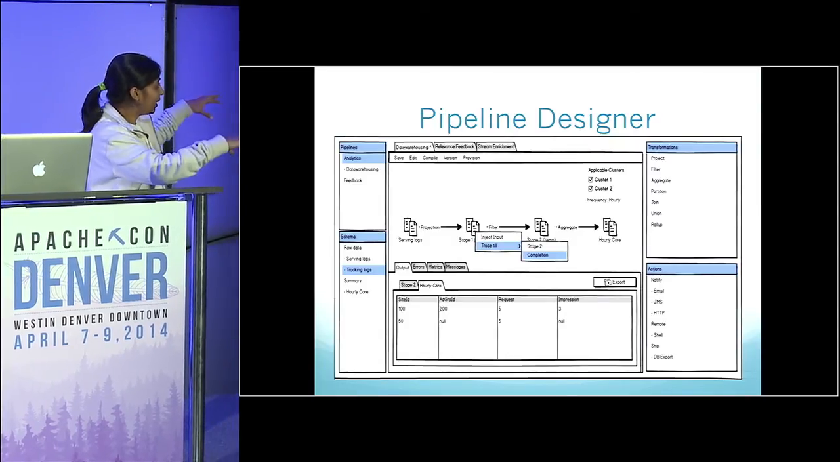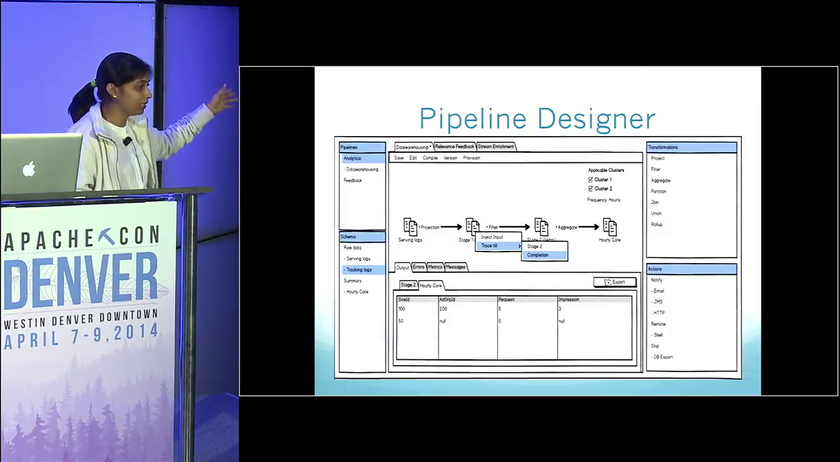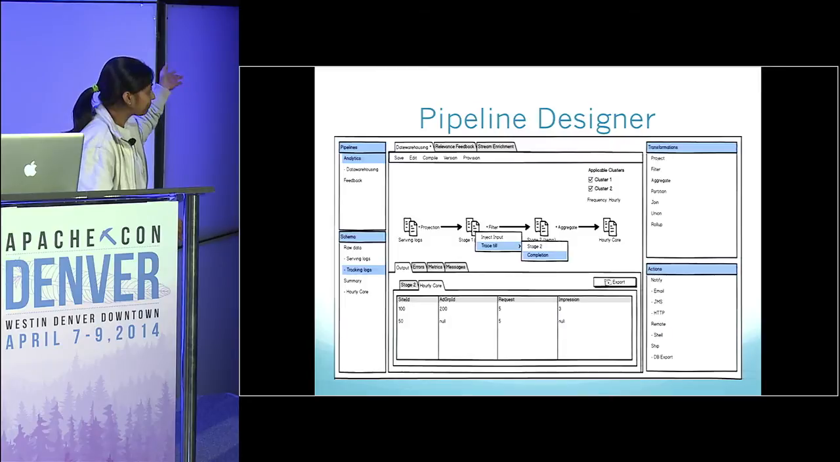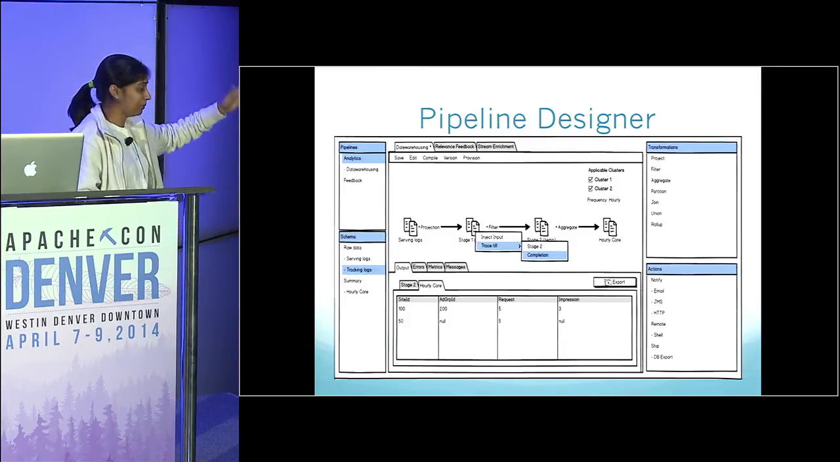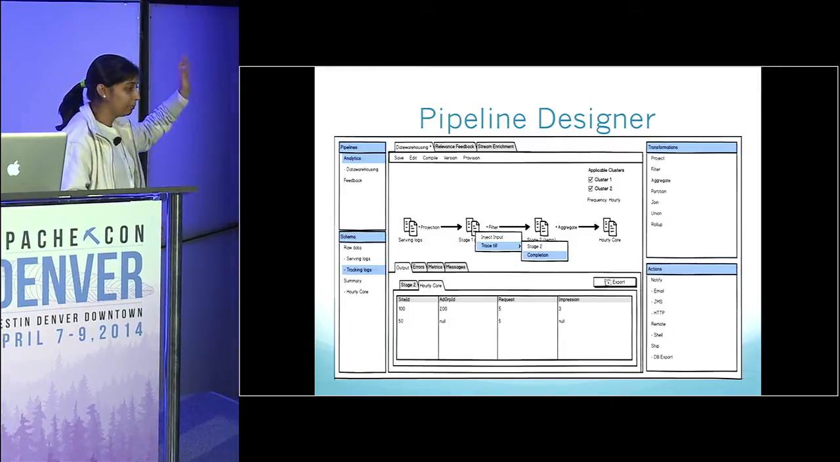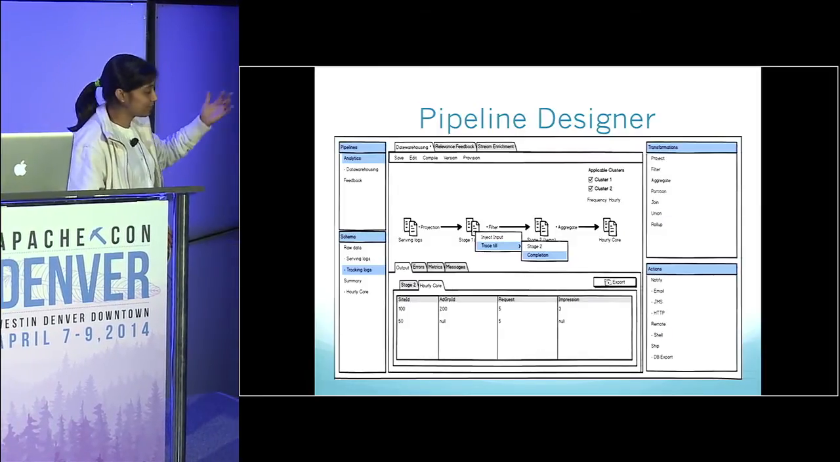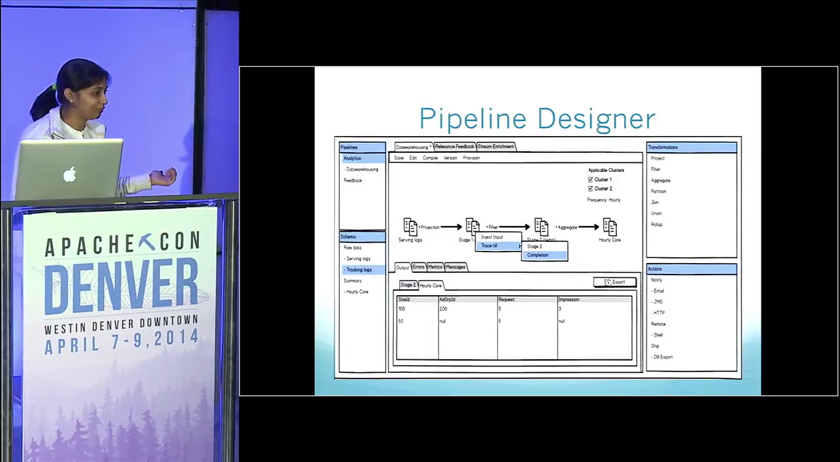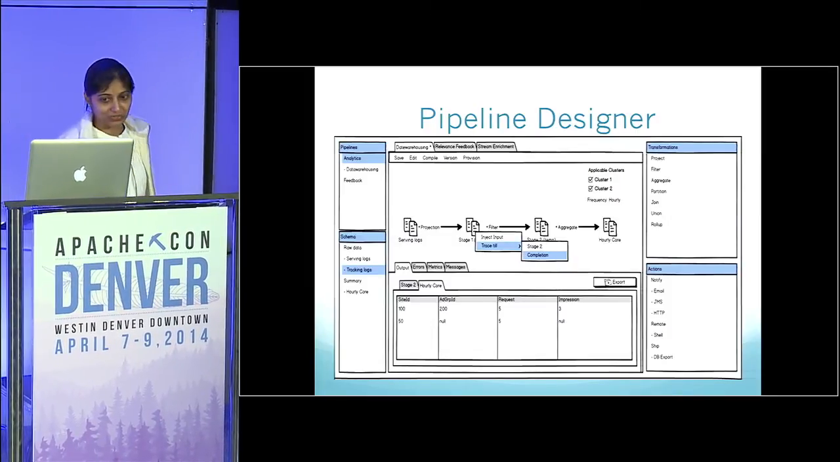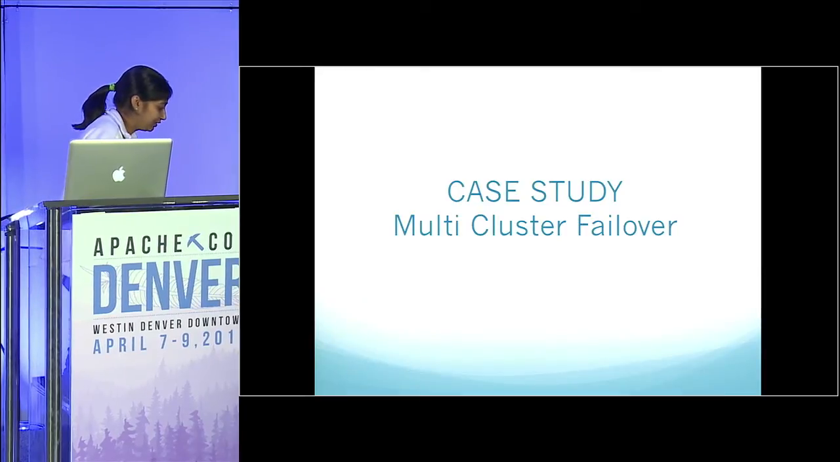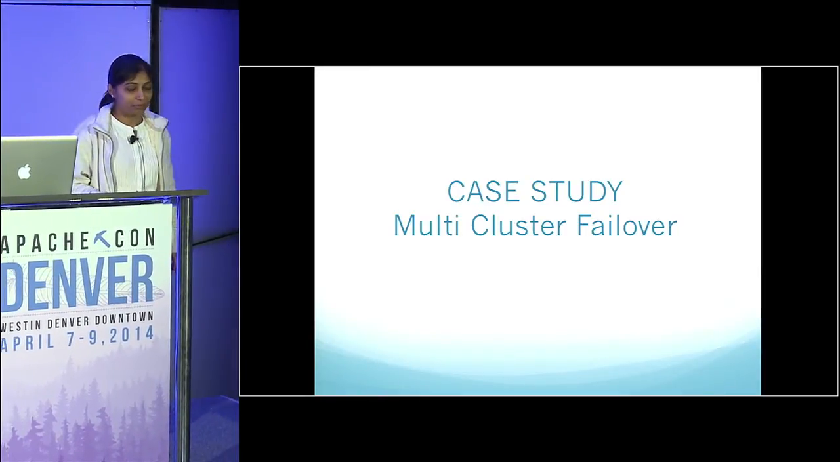So what this UI gives you is a way for anybody without any knowledge of Hadoop to go ahead and design a pipeline, verify that the pipeline works fine, and go ahead and deploy this pipeline on a production environment. This is a work in progress. It's still not fully completed. These are just the mocks of it. So those are the different functionalities that Falcon provides.